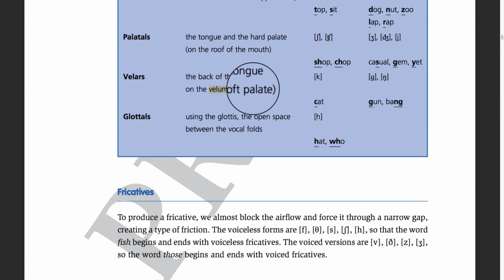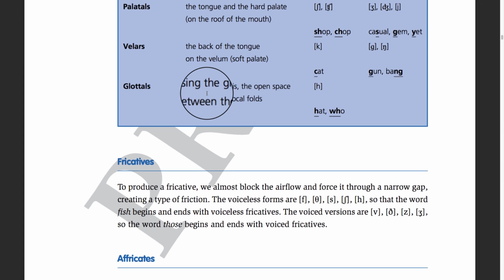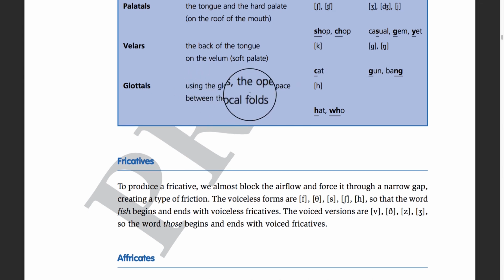The velum. Soft palate. Glottals using the glottis, the open space between the vocal cords.